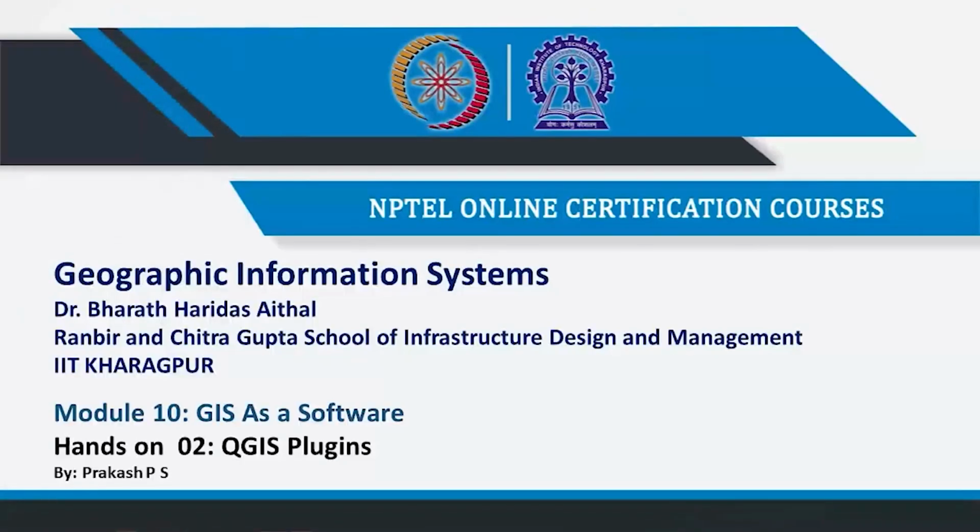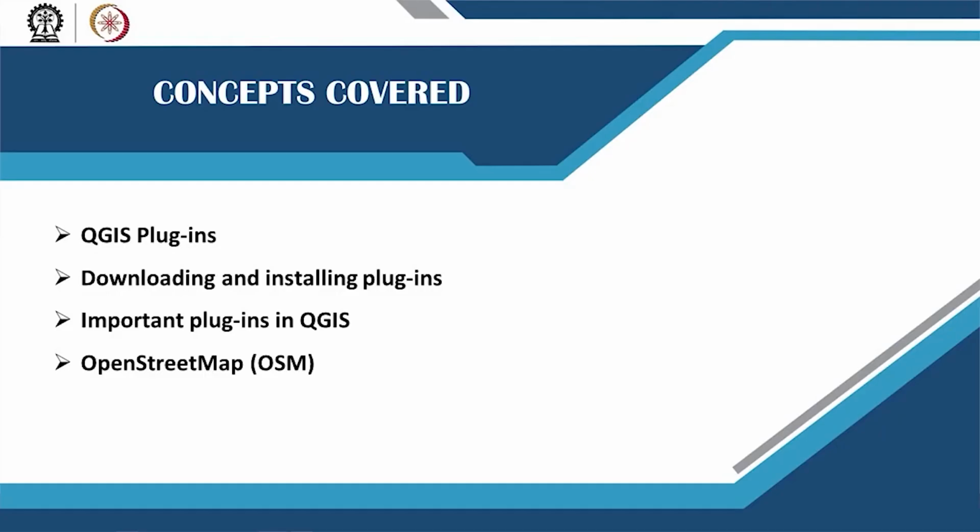Welcome to the course on Geographic Information System. This is module 10, GIS as a software, and in this particular session we are going to look at QGIS plugins. Basically, in this session we are going to see different plugins in QGIS, downloading and installing plugins in QGIS, and important plugins which exist in QGIS, and the OpenStreetMap plugin, which is an important plugin that can be used to download the data and to bring OpenStreetMap in as a base layer.